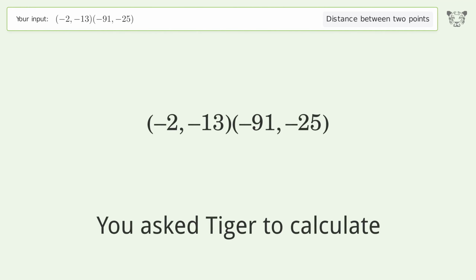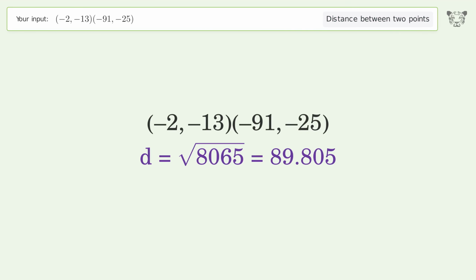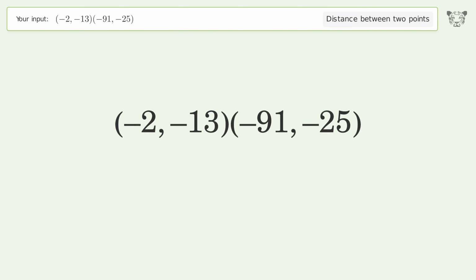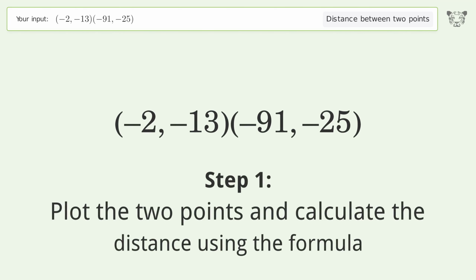You ask Tiger to calculate. This deals with the distance between 2 points. The distance between the 2 points is the square root of 8,065 or 89.805. Let's solve it step by step. Plot the 2 points and calculate the distance using the formula.